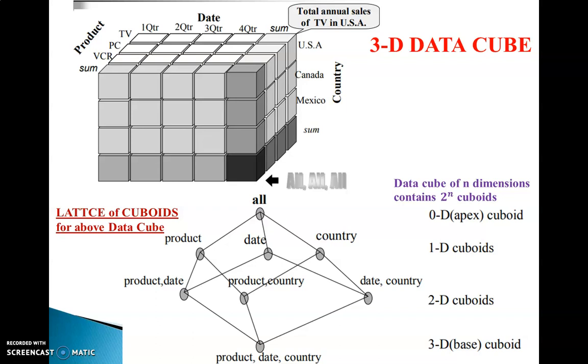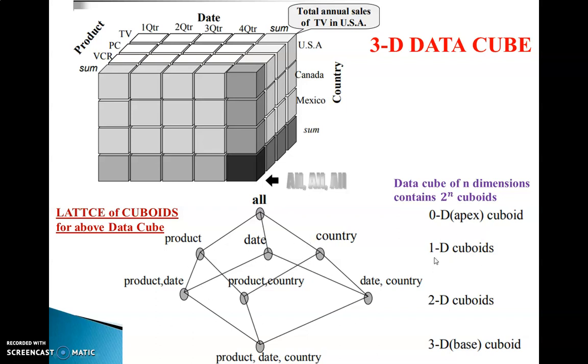Okay, before that I'll just tell you what is that apex cuboid. Okay, so apex cuboid or zero dimension cuboid refers to the case where the group by is empty. Okay, so it is the most generalized or say least specific of the cuboids. Okay, and it is often denoted as all. So it is not specific, it is the generalized point, it is giving a general idea of all these dimensions.